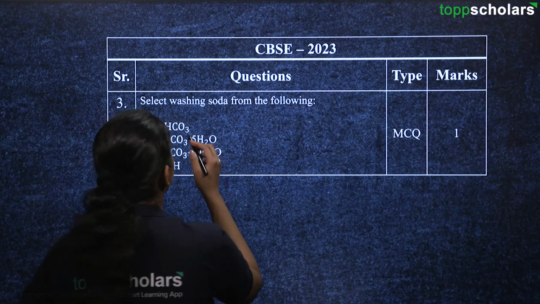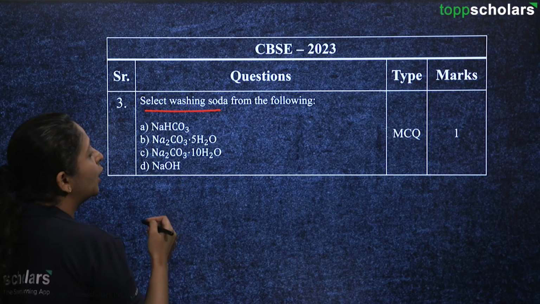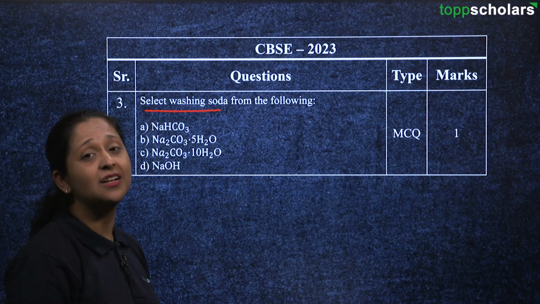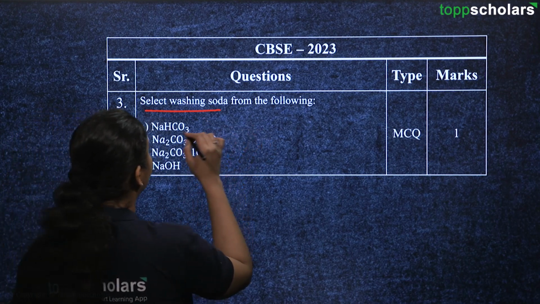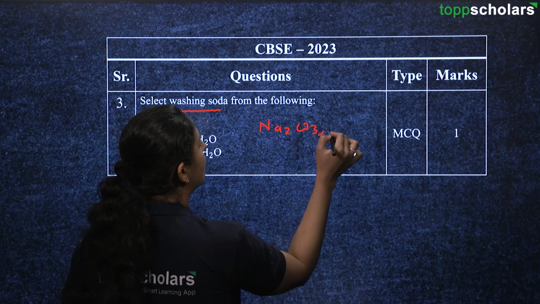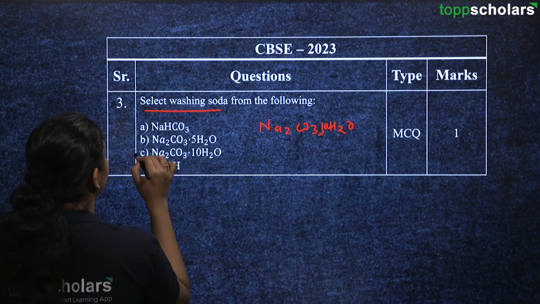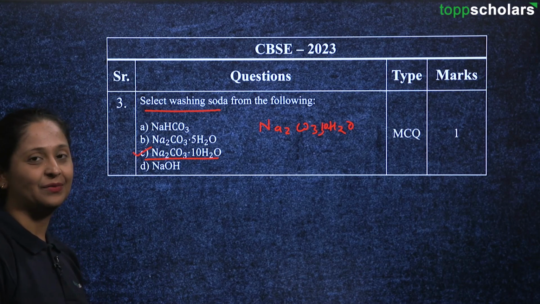One more multiple choice question from the same year. Select washing soda from the following. Which of the following options is going to give you washing soda, right? We know that the formula for washing soda is sodium carbonate, Na2CO3, and it has water of crystallization. So the answer would be option C.